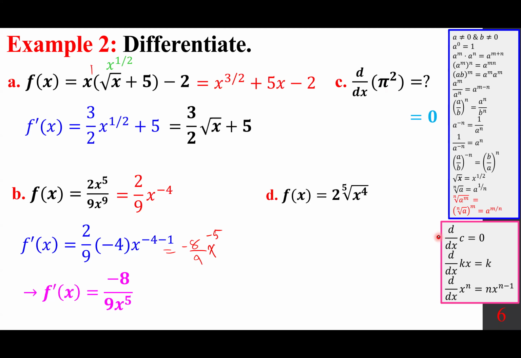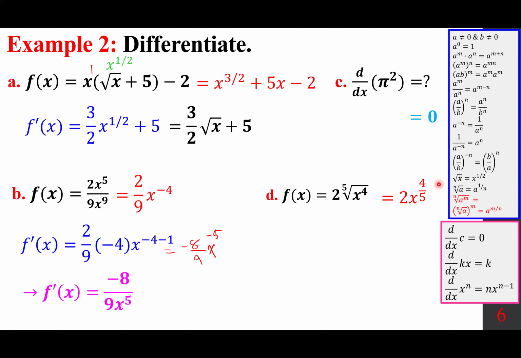What about f of x equals 2 times the fifth root of x to the power of 4? We are going to use this formula. And we're going to write this part as x to the power of 4 over 5. So 2x to the power of 4 over 5. Why are we doing that? We are getting it ready for the power rule.